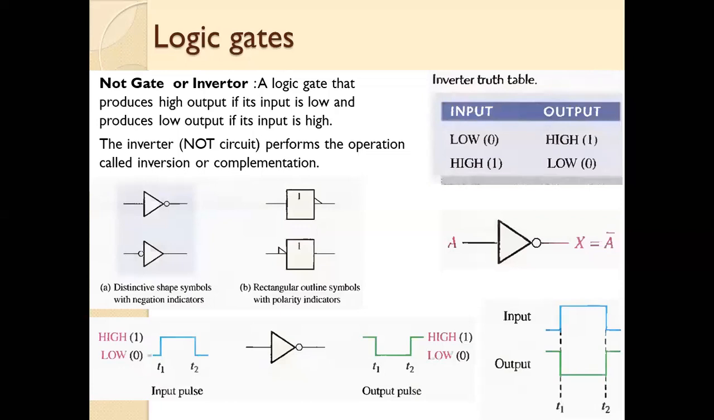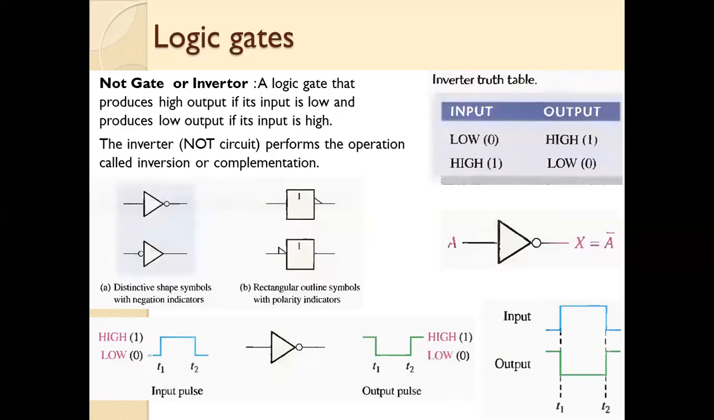So the NOT gate, by definition, is a logic gate that produces high output if its input is low and produces low output if its input is high. It is called the NOT gate or inverter. The inverter performs the operation called inversion or complementation. So if you have 1 at the input, it will give you a 0 at the output, and if you have 0 at the input, it will give you 1 at the output.